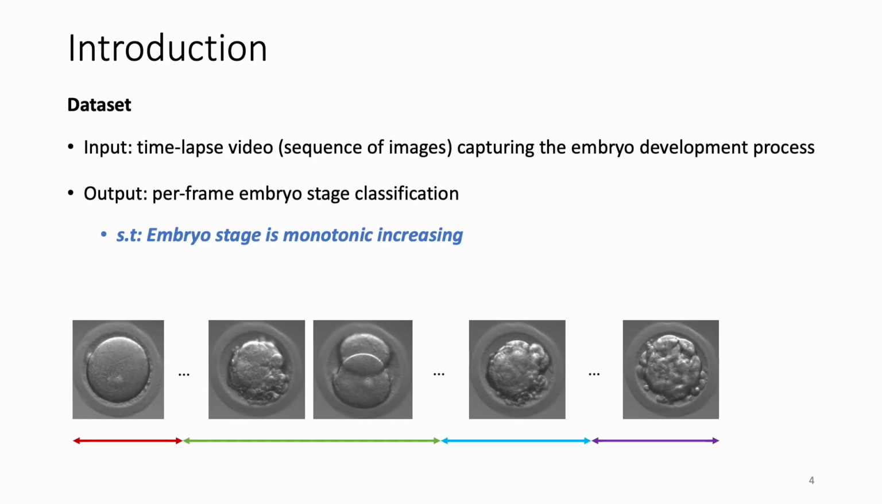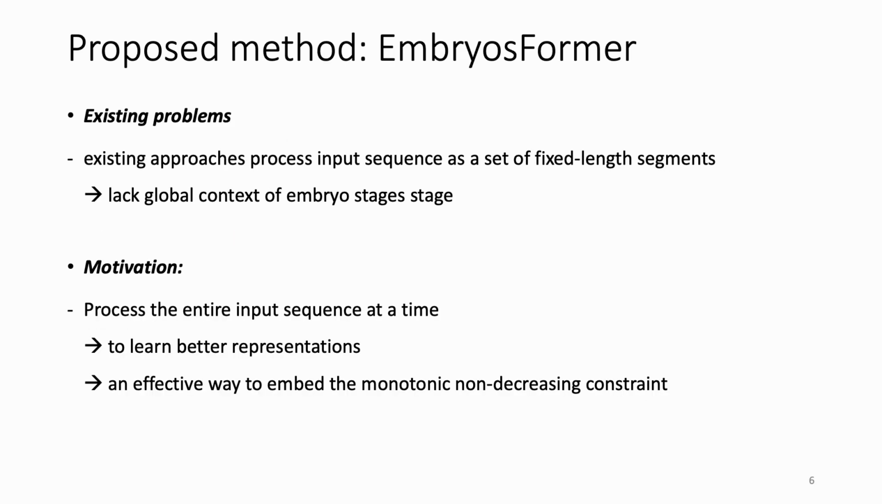In this work, we develop an efficient method for this task, given the time-lapse video as input. We need to output the stage prediction at each time with the constraint that the embryo development process is monotonic increasing. Recent methods process a window of frames at a time, in which frame-level features are obtained by 2D CNNs followed by a recurrent network to extract temporal information. However, the window length is fixed while the embryo stage times vary. This approach could lack the global context of each development stage.